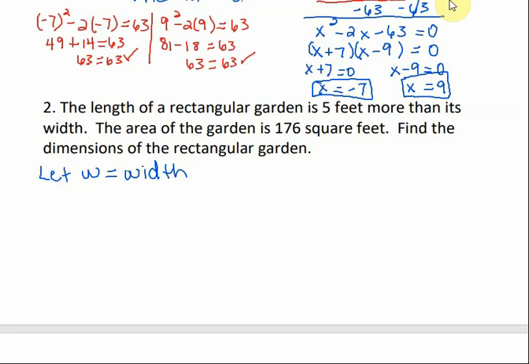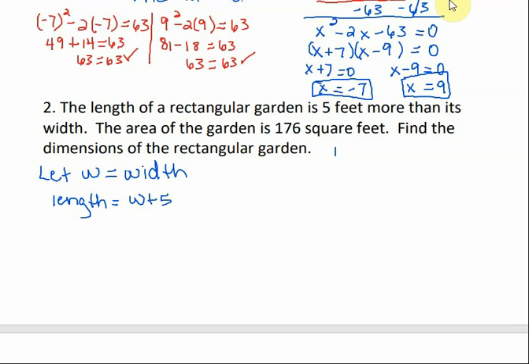So my length is 5 feet more than the width. So if my width is W, W plus 5 would be the same as my length. So now I have both unknowns in terms of W. And it tells me that the area of the garden is 176 square feet.